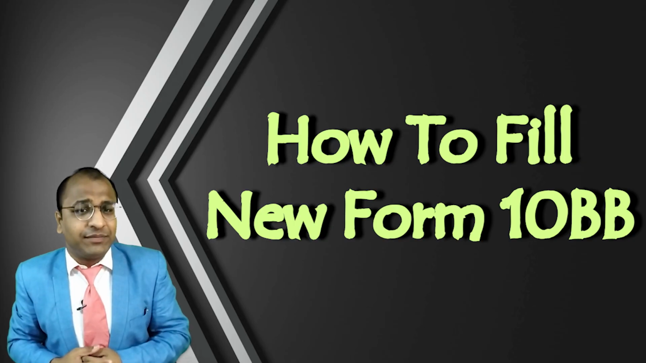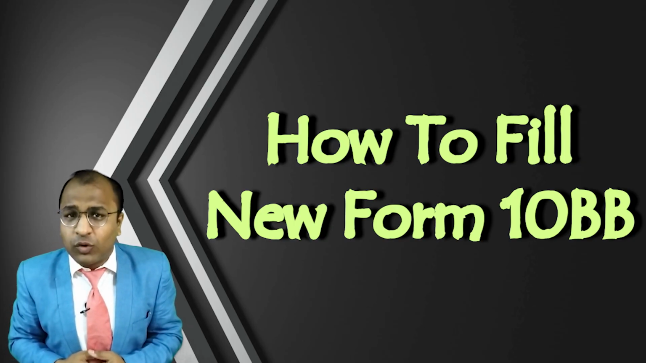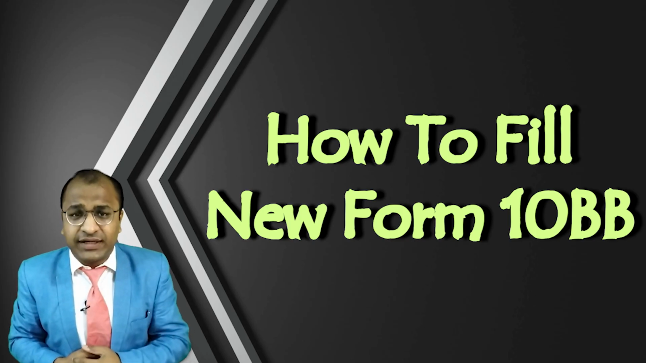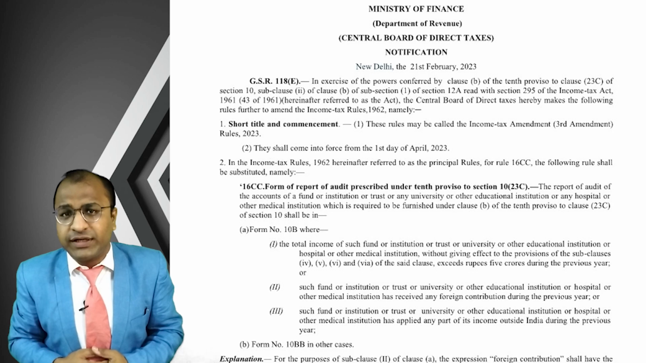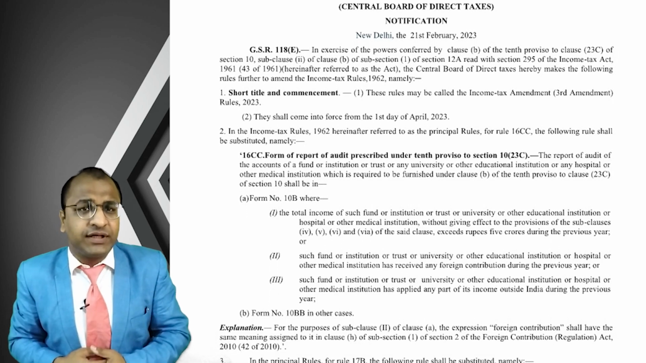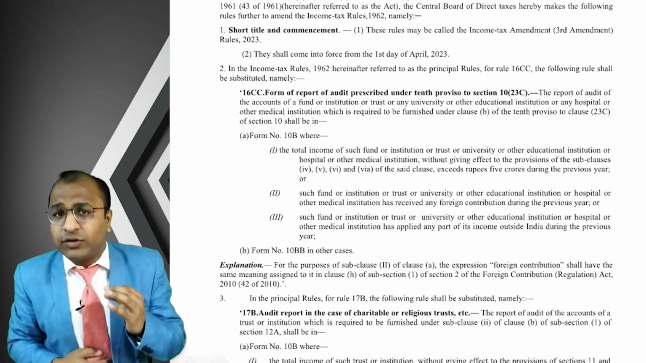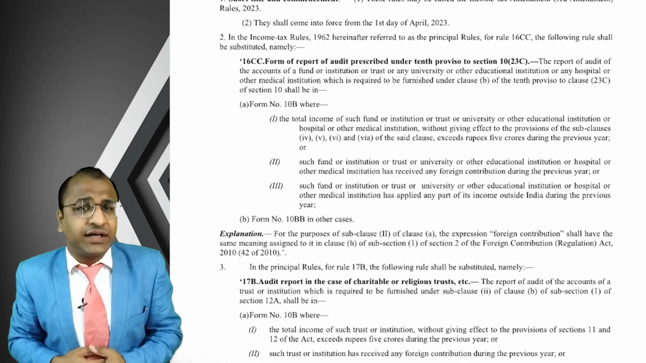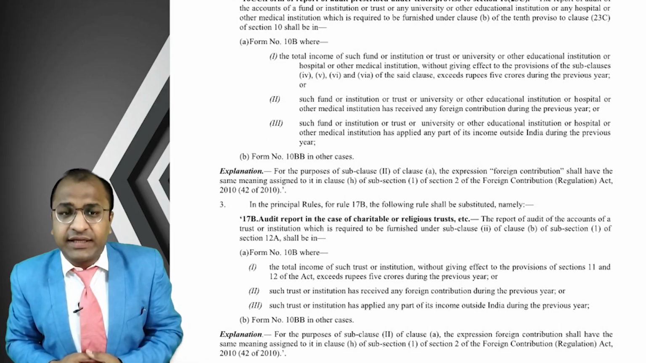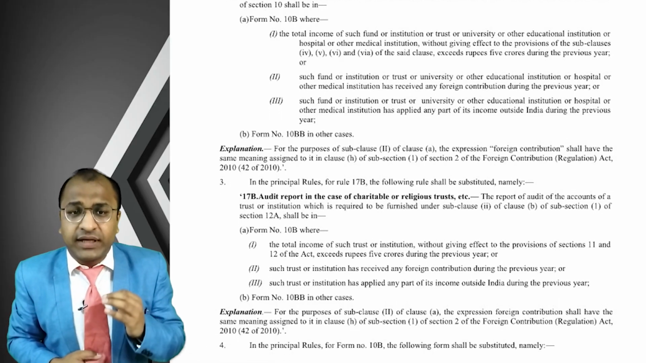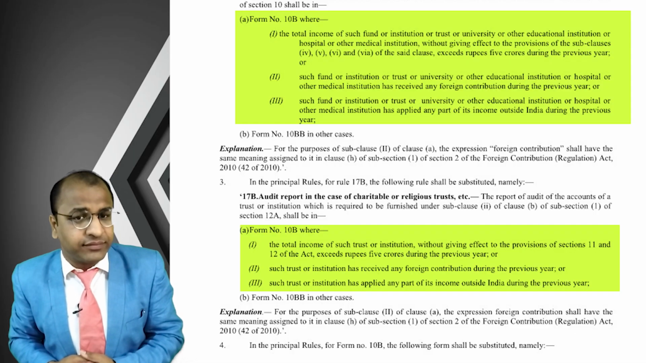Before we start, let me update you. Earlier, form number 10BB used to be applicable only to the organizations registered under section 10(23C), but with effect from assessment year 23-24 relevant to the previous year 22-23, the same has been made applicable to even those organizations which are registered under section 12AB and not fulfilling the eligibility criteria laid down for filing form number 10B in the notification number 7 by 2023.